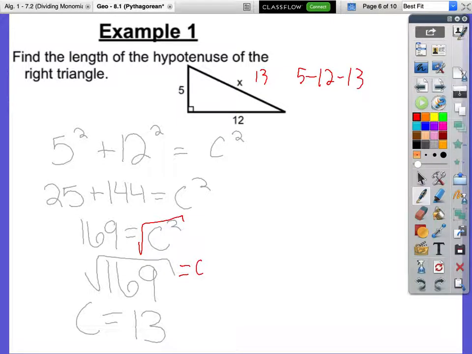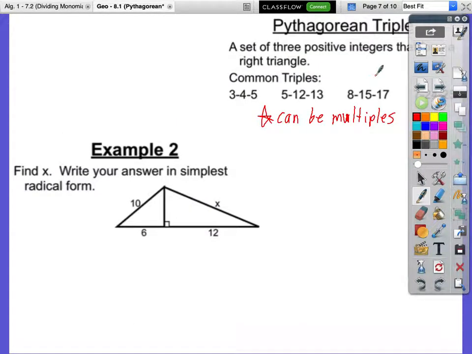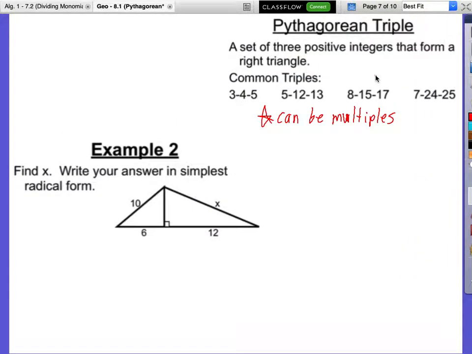Now, our most common ones are these 4, but the first 2, 3, 4, 5 and 5, 12, 13, are by far the most common. Yes, I have a question. In example 1, you're trying to find the hypotenuse, which is labeled x. Do you want us to always say that your final answer is c equals, or do you want it to be x?